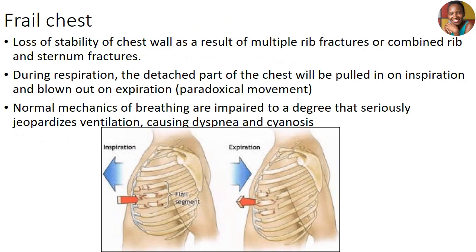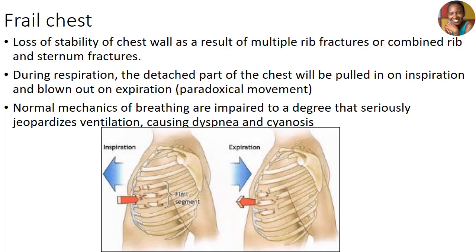A flail chest. So what does a flail chest look like? Flail comes from the word weak, and in flail chest management, we are looking at it in relation to injuries. When a chest gets injured or gets a trauma, it becomes weak. That state where our chest is weak because of different reasons, could be fractures, could be trauma and so on, we call it flail chest.